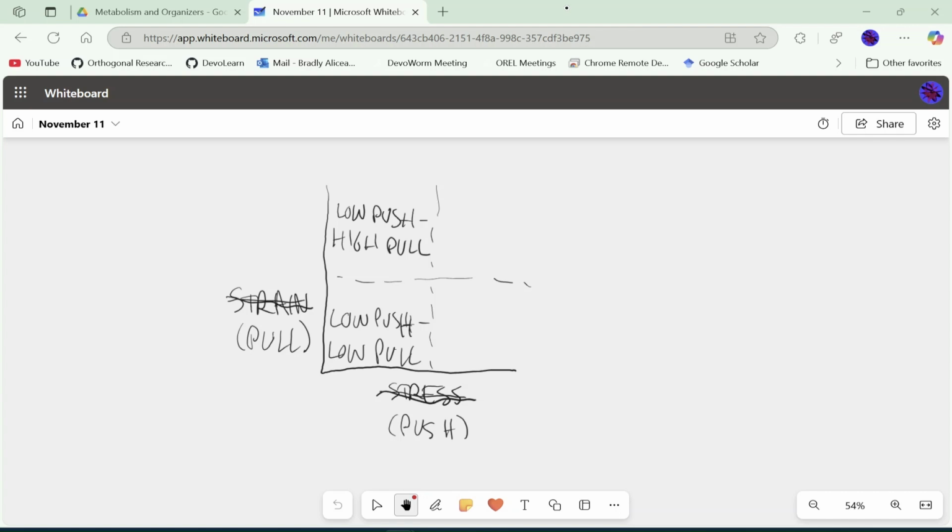So if we have like this stack of cells here, this is where we don't really do anything. We just leave it alone. It's not being pushed. It's not being pulled. There is no compression. There's no tension. There's no stress. There's no strain. And so this is our static condition.